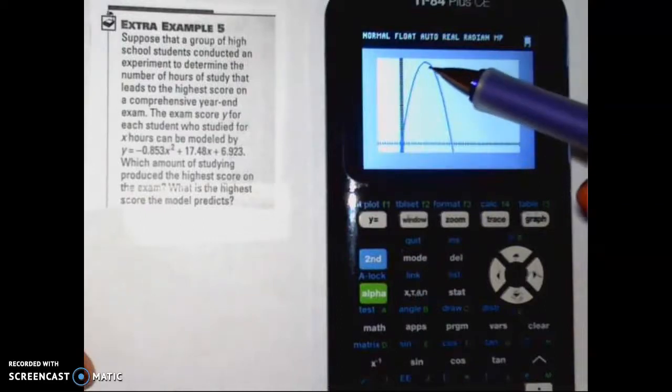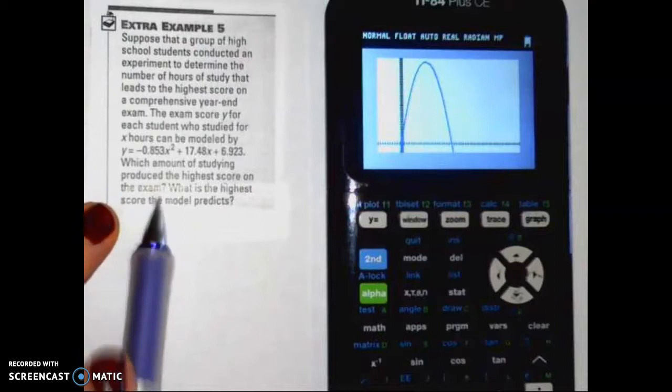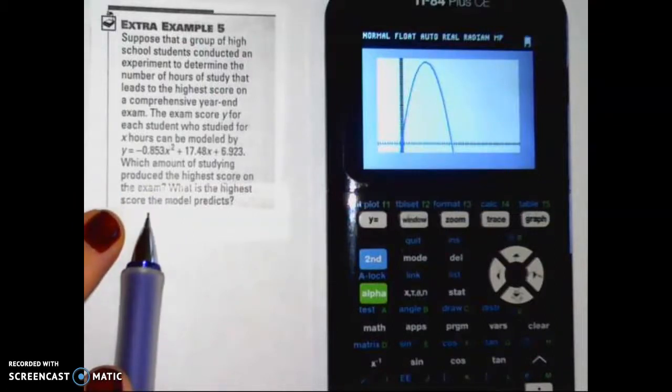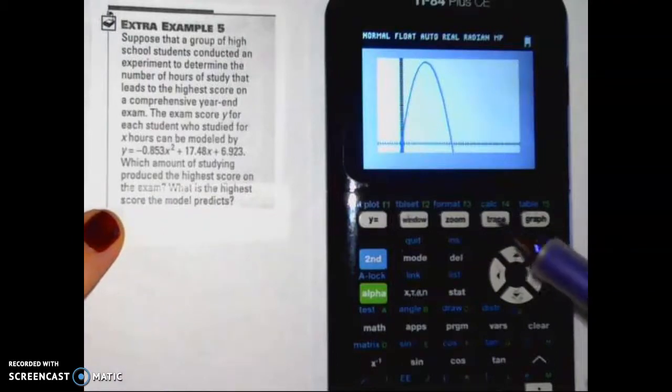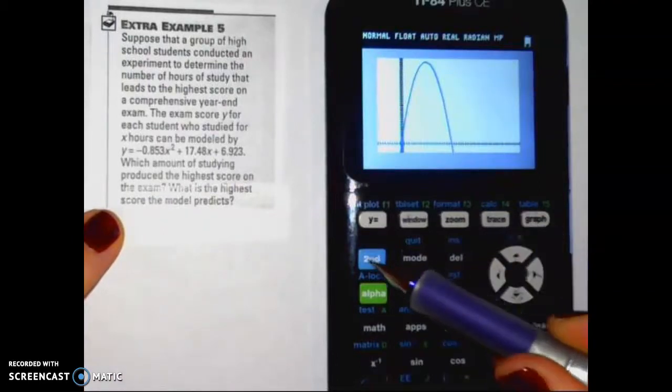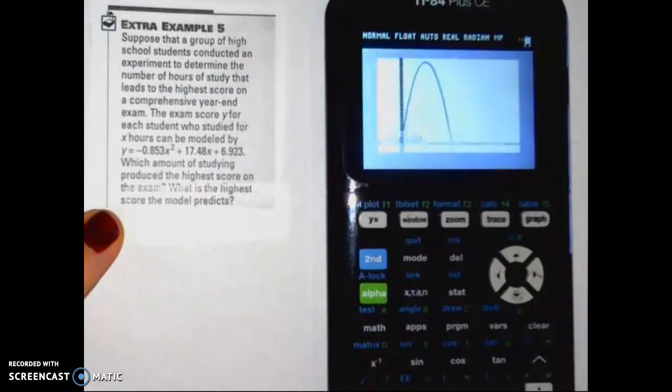Okay. So we need to find this vertex right here. That's going to let us figure out the amount of studying produced, that's the x value, and then the highest score, that's the y value. So the vertex is going to allow us to answer these two questions. We're going to calculate, so second trace. Since it opens down, it's a maximum value.